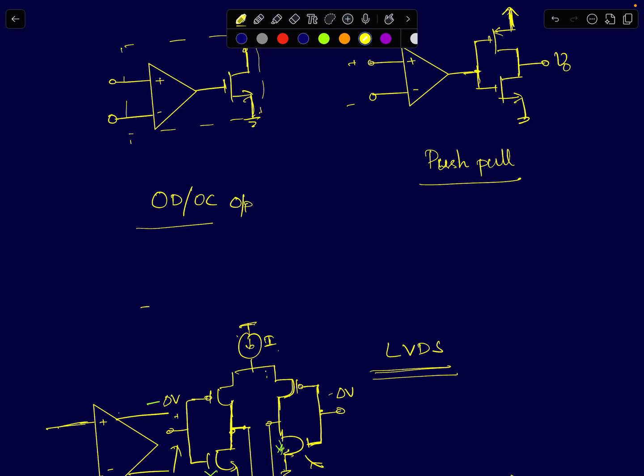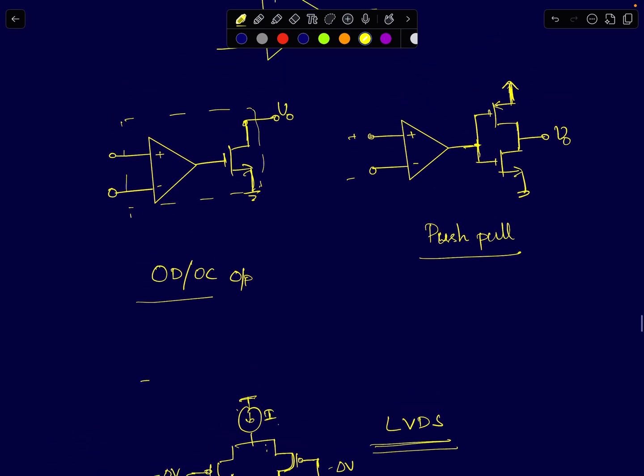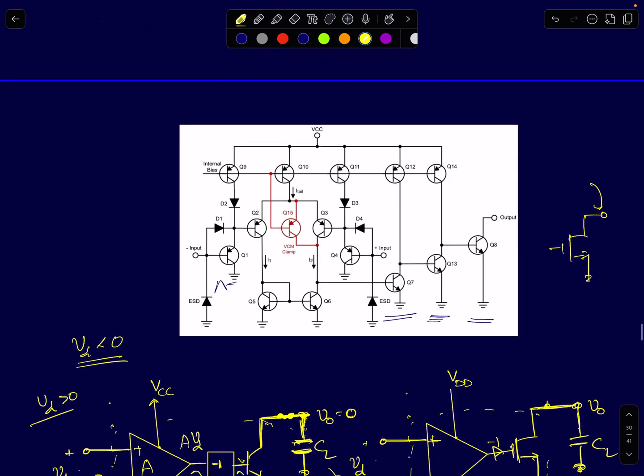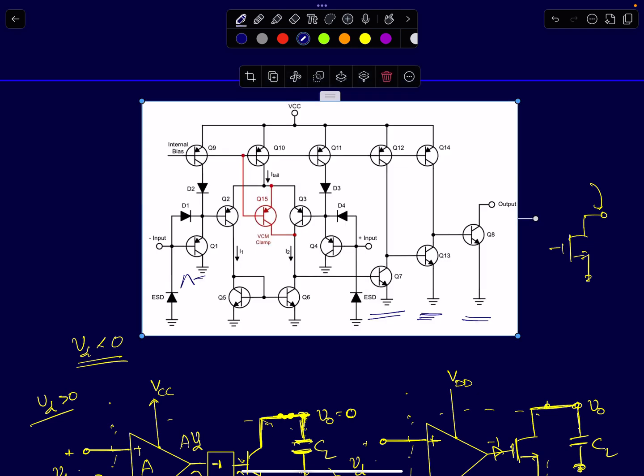We won't go very deep into understanding these circuits. Very briefly, I'll talk about these three different output stages. First, shown here is the schematic of a commercially available comparator, and we have already discussed this schematic once.